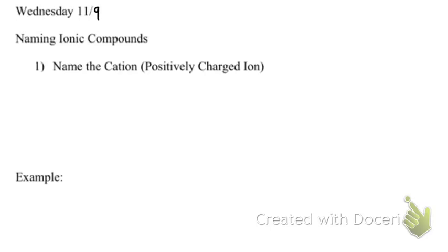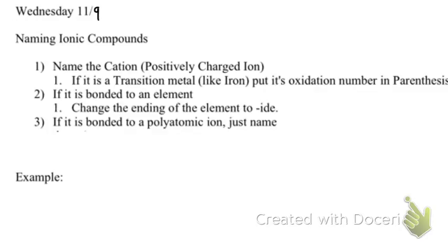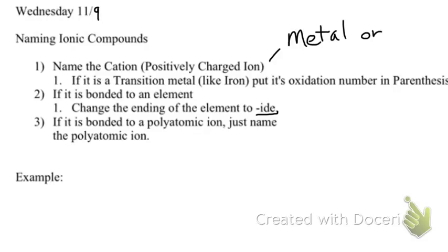So the first rule is you name the cation, and cations are the positively charged ions. If it's a transition metal like iron, you'll put its oxidation number in parentheses. If it is bonded to just a normal element, you'll change the ending to "-ide". Remember that "-ide" is the ending for elements at the end of ionic and covalent compounds. And if it's bonded to a polyatomic ion, you just name the polyatomic ion. Remember that the positively charged ion can be a metal or a positively charged polyatomic.